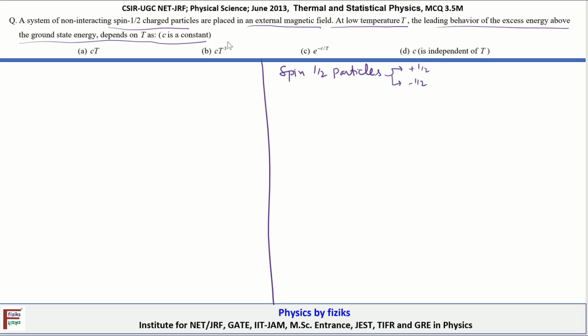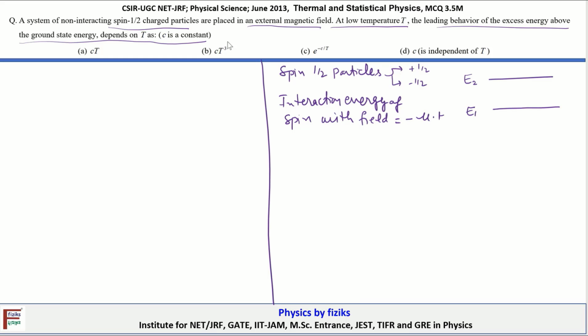So that means there are two possible energy levels basically. The interaction energy of a spin with the external field is equal to minus mu dot H. That's the interaction energy.